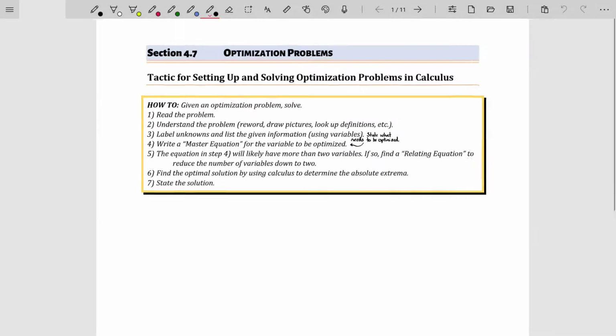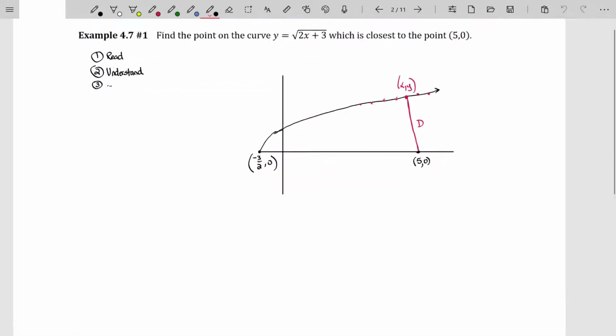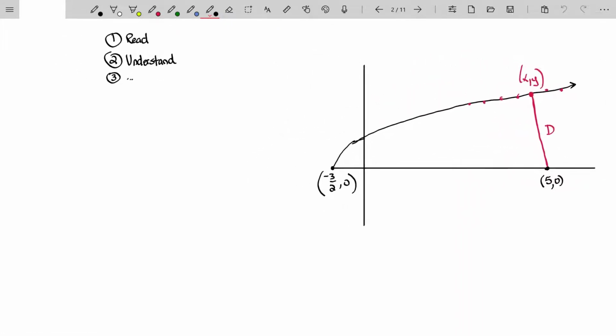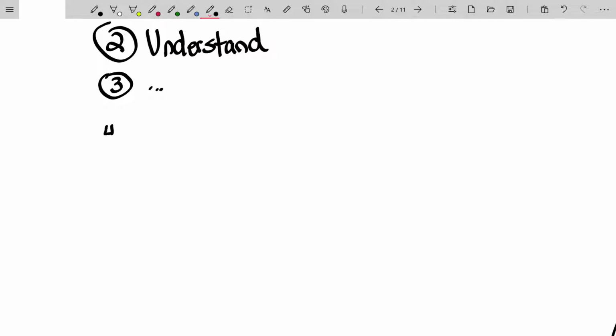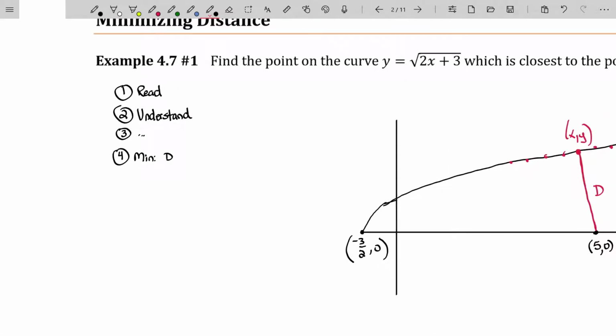But just in case that we're working off the steps, I should say this fourth step is just to write a master equation for the variable to be optimized. So the variable that we want optimized is d. We want to minimize that distance. So that's what optimization means. You're either minimizing or maximizing. So let's go ahead and just write that in here. Step 4, we're going to minimize d. And just because I write this a lot, you're going to be writing minimize, maximize a lot. I just put min d, minimize d.